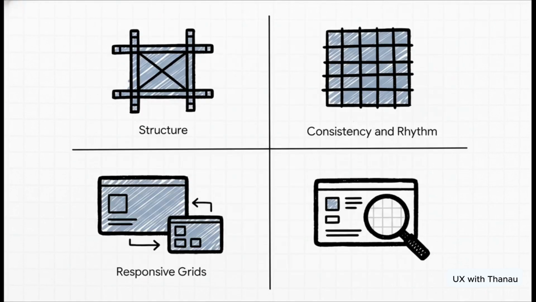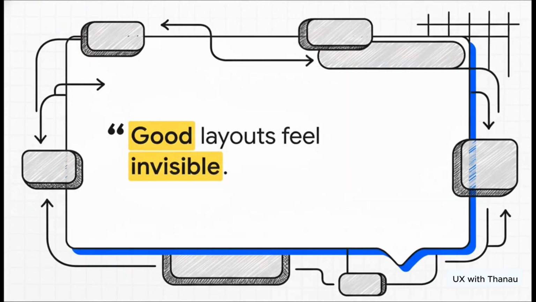So, if you remember anything from all this, make it these 4 things. 1. Layout systems give you that essential structure. 2. Grids are the tool that brings consistency and rhythm. 3. Responsive grids are completely non-negotiable today. And finally, 4. The best layouts are the ones you don't even notice. They just work. And that really is the goal, isn't it?